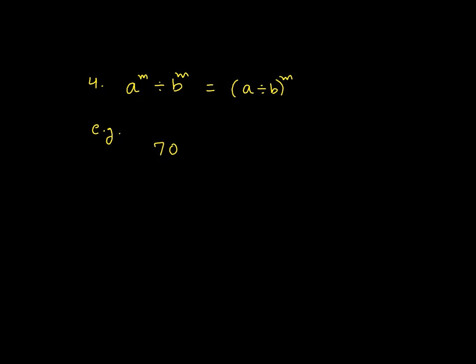70 raised to power 3 divided by 10 raised to power 3. Now this will be written as 70 divided by 10, and whole power will be 3. So you will get the answer as 7 raised to power 3.